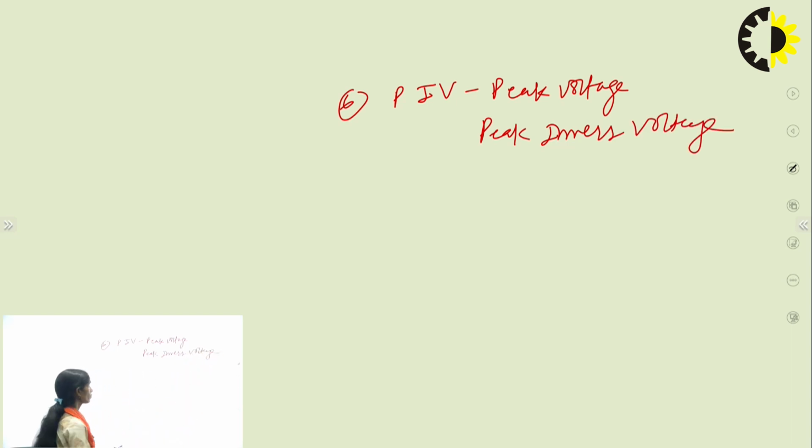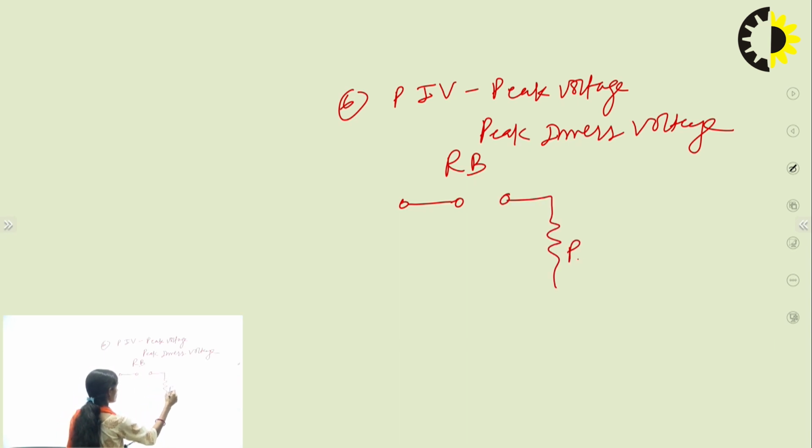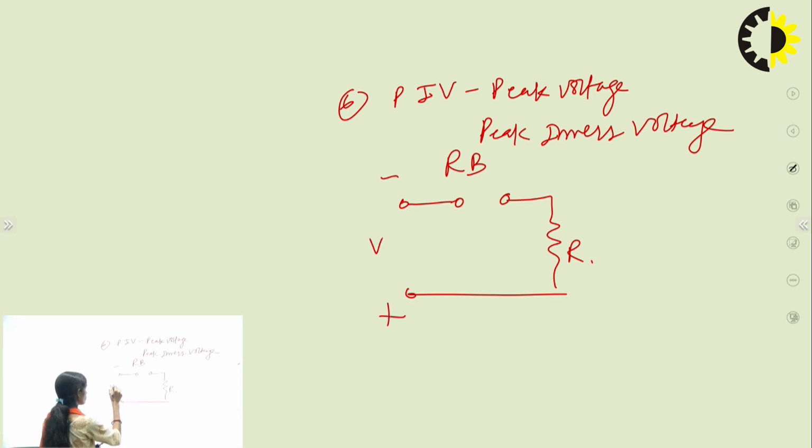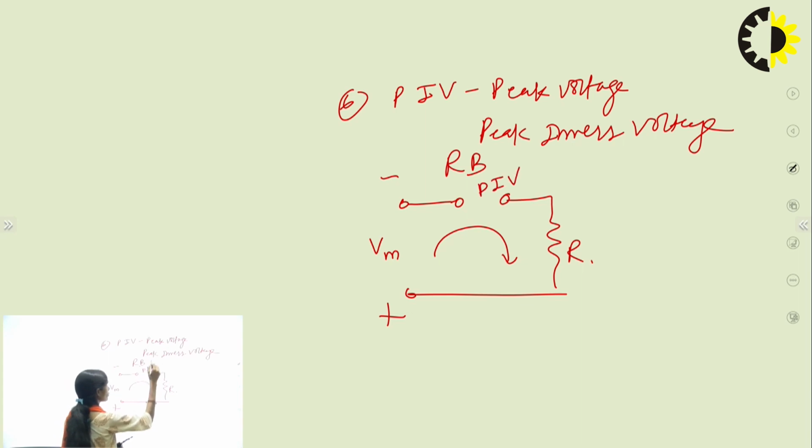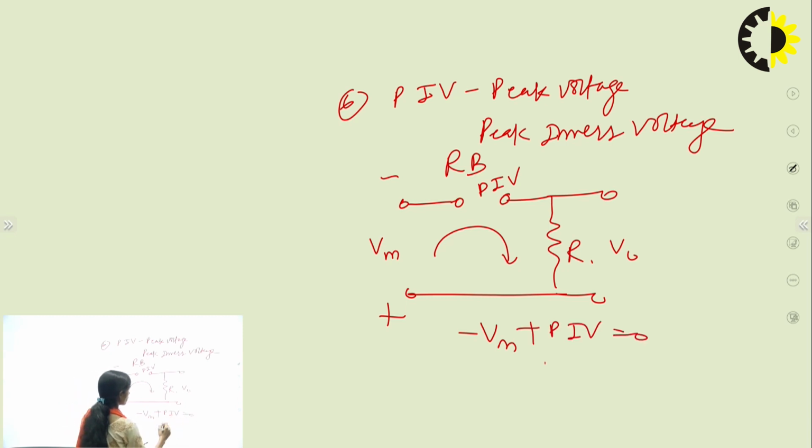So the peak inverse voltage for a half wave rectifier can be calculated in the reverse bias condition. In reverse bias, the diode is an open circuit, and the input is given with a peak value of Vm. We can calculate the PIV across the reverse biased diode, with the output Vout. Now if we apply KVL, we have 0 minus Vm minus PIV, so the PIV obtained here is PIV equals Vm.